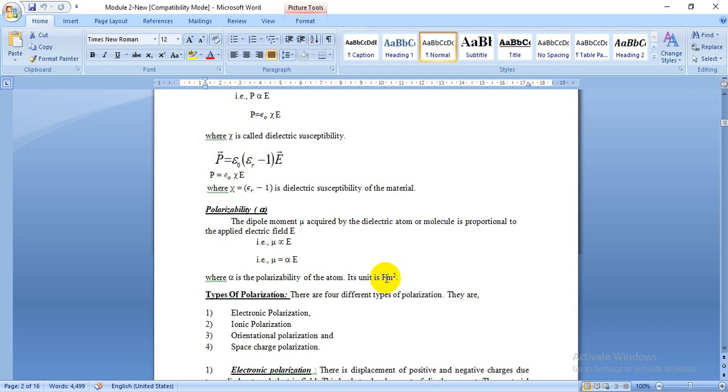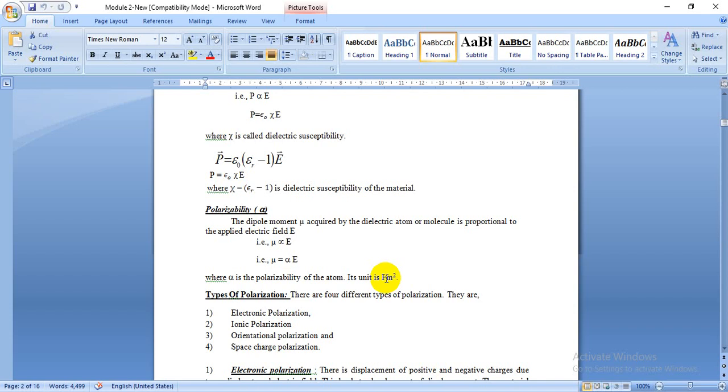Formula number 3 that we have seen is for polarization. We must know that polarization is directly proportional to the electric field E, and the dipole moment too. Polarization is denoted by the formula Q by A, from which we get the unit. So what is the unit for polarization? It is coulomb per meter square.